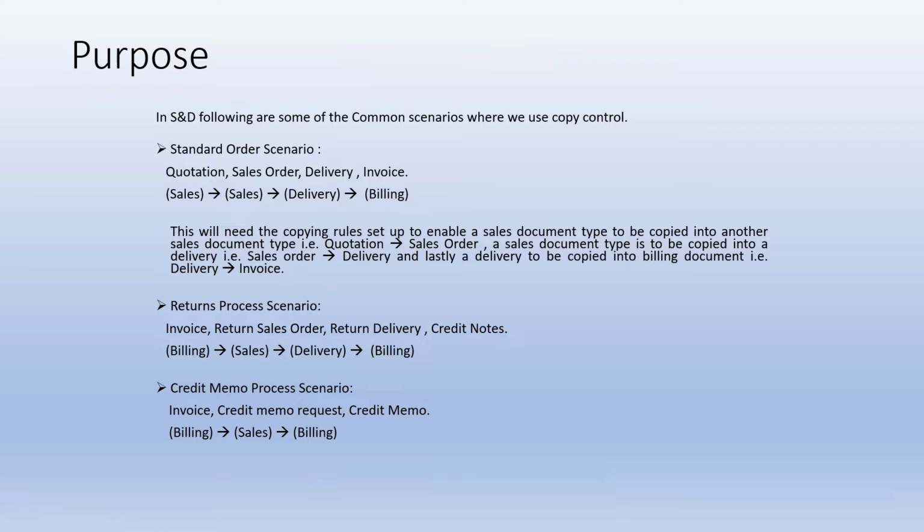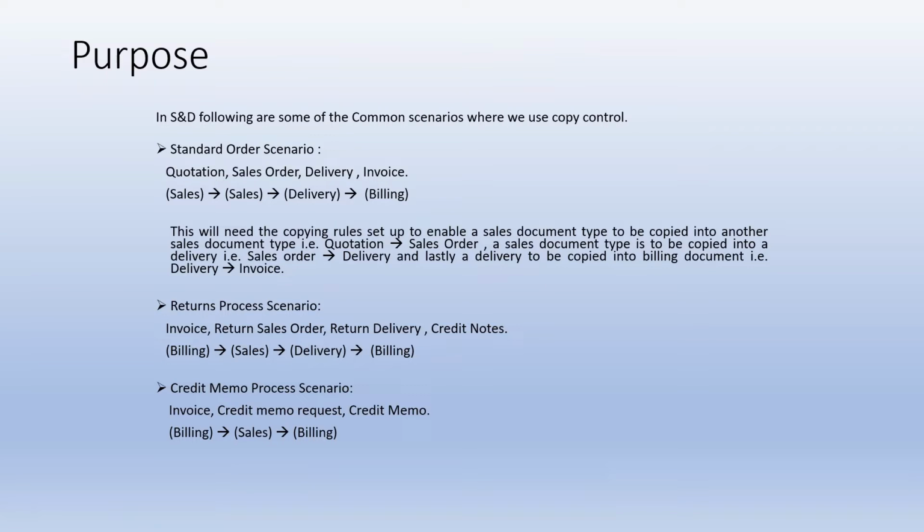Then you have return scenario. In return scenario, your return order is created with reference to your billing document. Okay, and it can also be created with reference to sales order, but normally it is created with reference to billing document. So when we create a return sales order in VA01, we will give reference of invoice or your billing document. So we need to maintain copy control from billing to sales. So then only system will copy data from your invoice to the return order. So that is one copy control we have to maintain. Then sales to delivery and delivery to billing, this is same as the previous scenario.